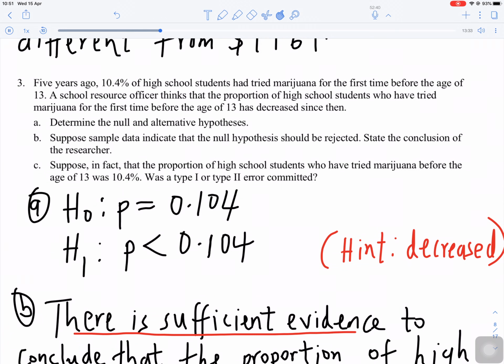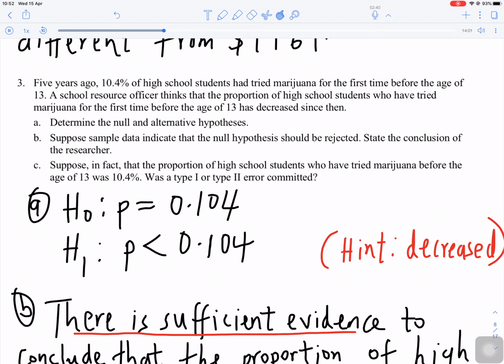Then we go on to B. B says, suppose sample data indicate that the null hypothesis should be rejected. So this is where they have done a test and they are giving us the indication that the null hypothesis should be rejected. State the conclusion of the researcher. So if we are rejecting the null hypothesis, how do we state our conclusion? That is what we look at with this question.